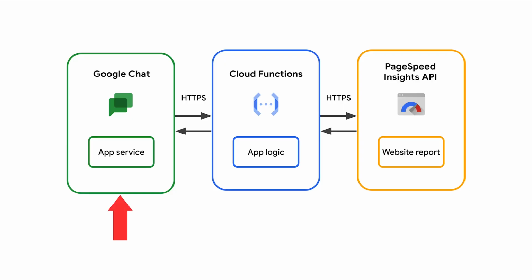Let's have a look at the architecture of the chat app we will be building. The app service runs within Google Chat, which means that the user will interact with our app through Google Chat. The app logic is deployed on a second-gen Cloud Functions, which we will set up in the Google Cloud Console. To get the website report, we send a GET request to the PageSpeed Insights API. The response from the PageSpeed Insights API is routed through the Cloud Functions to Google Chat and presented as a nicely formatted card to the user.